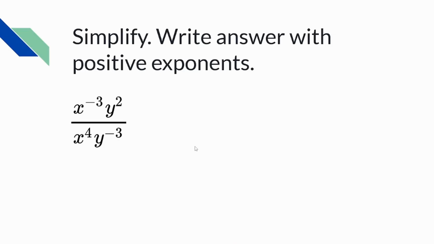Here I have something slightly more complicated. Okay, so let's handle this carefully by looking at one exponent rule at a time. I have in blue here x to the negative 3 over x to the positive 4. So the rule says to subtract the exponents.